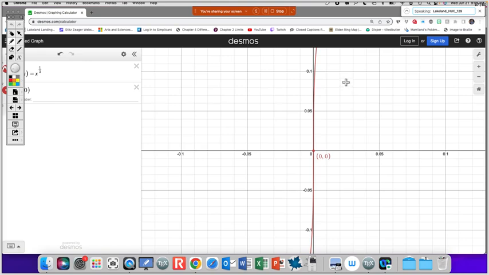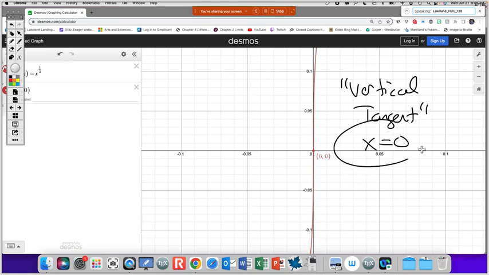This is what we call a vertical tangent. x equals 0. So in other words, there is a tangent line, but it's a vertical line that's the tangent line. Does that make sense? So if you have two finite slopes that don't match, that's a corner. If you have two infinite slopes that don't match, that's a cusp. If you have infinite slopes that match, that's a vertical tangent.